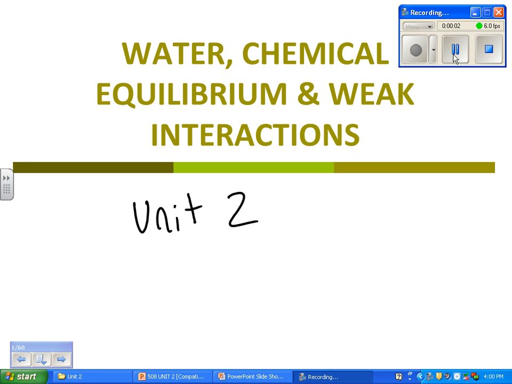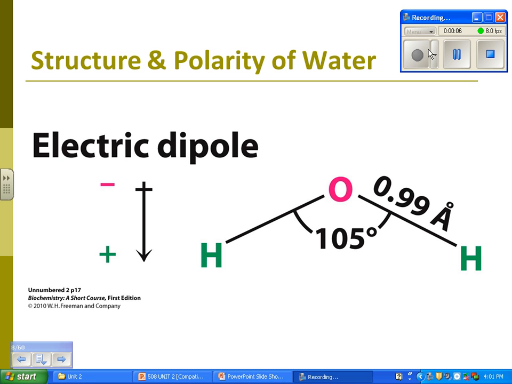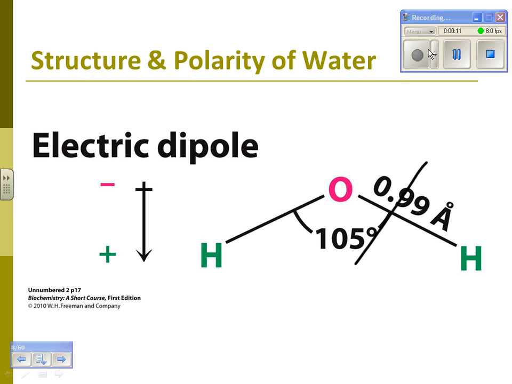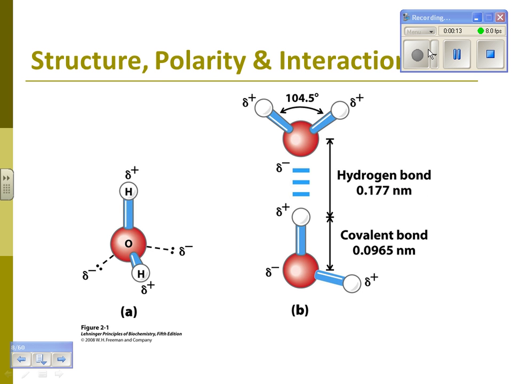Alright, this is Unit 2 of Biochemistry 1. There's some good reading on the first couple slides. I'll let you do that on your own. The only thing on this one is to not worry about these numbers. Don't waste your time studying any of this stuff.